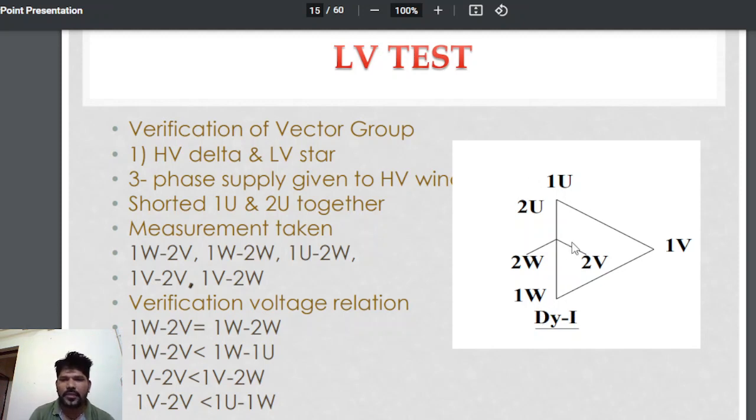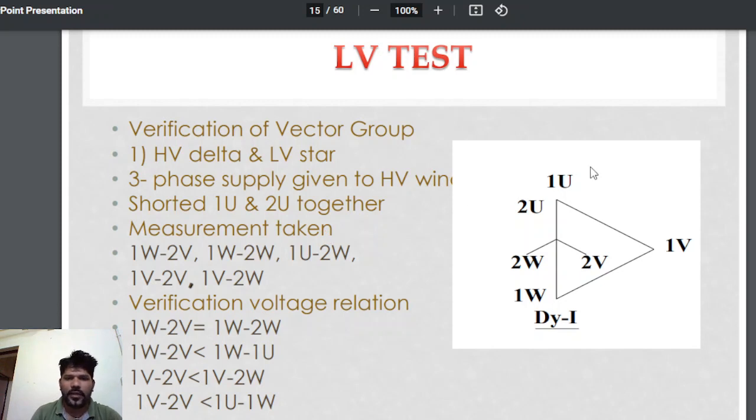See here, D means it is a delta primary side. Okay, it is delta 1U, 1V and 1W. Secondary side star. So this is the star connection: 2U, 2V, 2W. And the displacement is 1, so it is on the line only.